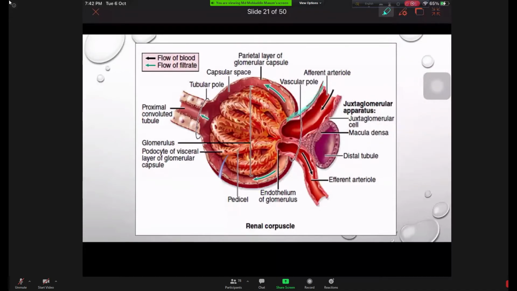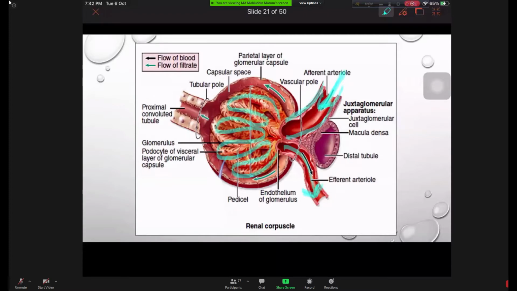So this is the afferent arteriole. Blood enters through this part. This is the glomerular capillary plexus, and then this is the efferent arteriole.